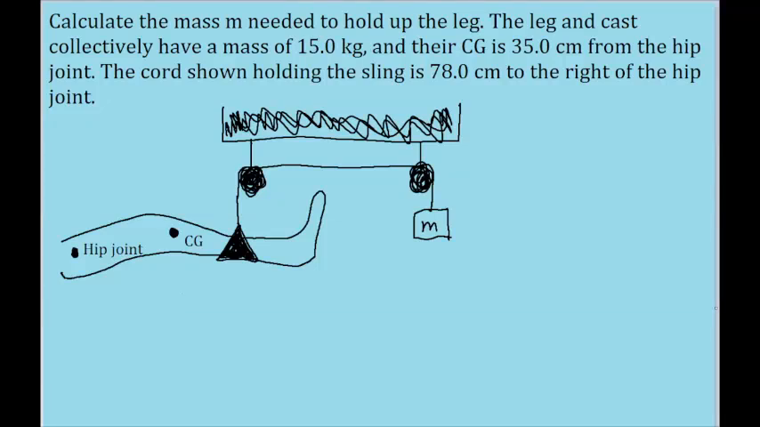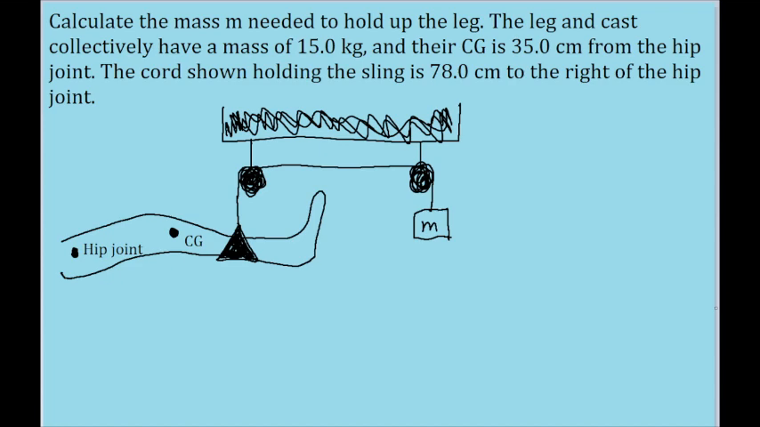Hey everyone, in this problem we have a leg. This is a pretty crudely drawn diagram, but bear with it. We have a leg being held up by this sling here, which is attached to some pulleys connecting it to a small mass. And we're given some information about the distance between where this leg is being held up and the hip joint of the body and its center of gravity. And we want to find what mass is needed for the leg to be held up.